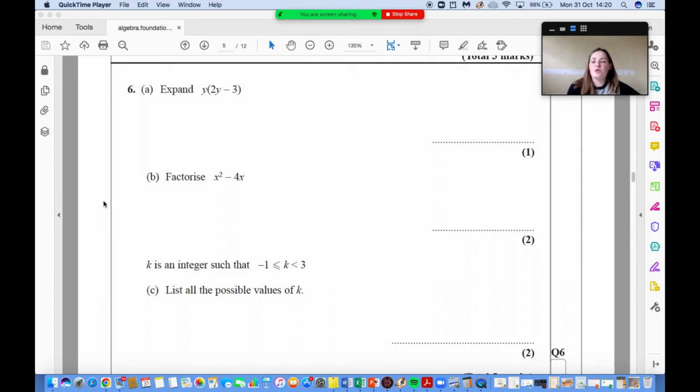Okay, so the first one you've got y, and then open brackets, 2y minus 3, close brackets, and it wants you to expand. So I'm just going to write down the equation again, just so it's a bit larger. And we want to multiply y by 2y. That's how we expand. We want to multiply everything on the outside by everything on the inside. So y multiplied by 2y. That's like saying 2 times y times y. Okay? Because you've already got 2 times y here, and you're multiplying it by this y again.